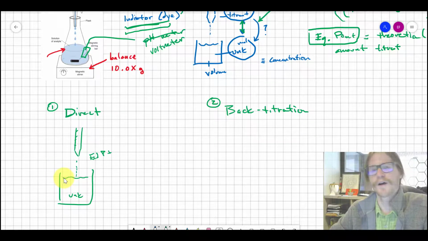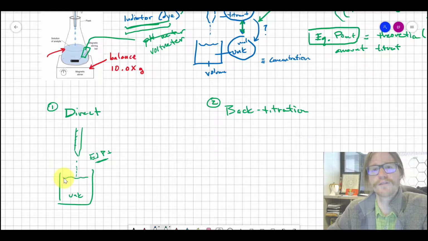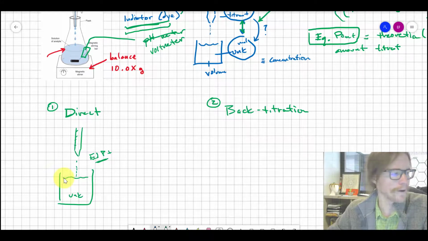Sometimes, though, that endpoint change for a particular chemical system is not visible for a variety of reasons. It's difficult to see because of the nature of the equilibrium constants, and in which case we do what's called a back titration.